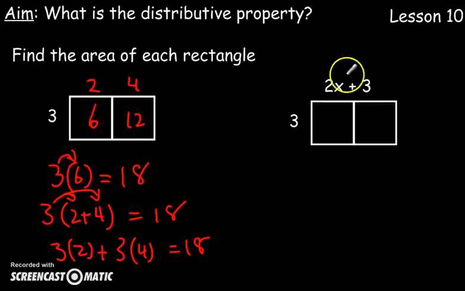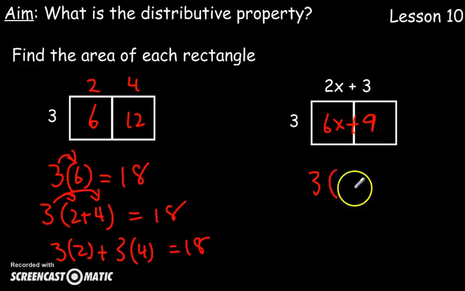Alright, so in this case we were asked to find the area of this rectangle. Now, this isn't a number. I don't know how to multiply 3 by this thing altogether, but I do know how to multiply 3 by each of these things separately. 3 times 2x is 6x, and 3 times 3 is 9. So together, the area of this rectangle is 6x plus 9.